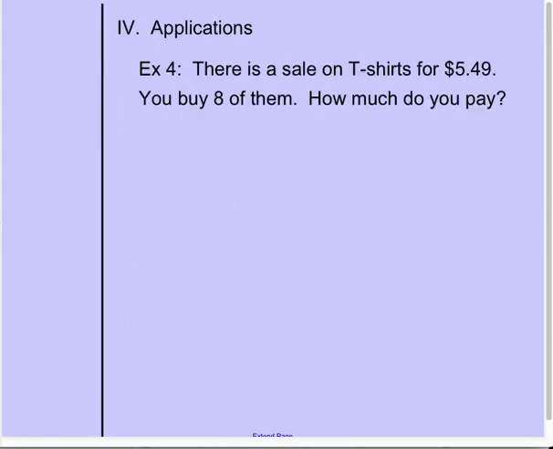One last question. There's a sale on t-shirts. We buy 8 of them. How much do we pay? So this is very similar to the one we saw yesterday. I'm buying 8 t-shirts for $5.49. And actually, instead of splitting it up this way, what I'm going to do is I'm going to use distributive property with subtraction instead, because 49 cents is 50 cents minus 1, and it's easier to multiply by 5 and 1 than 4 and 9.